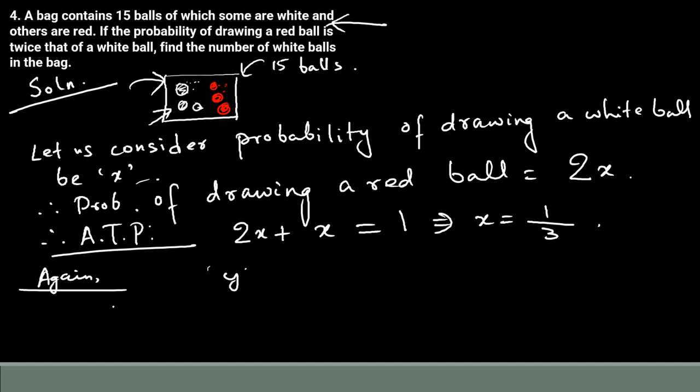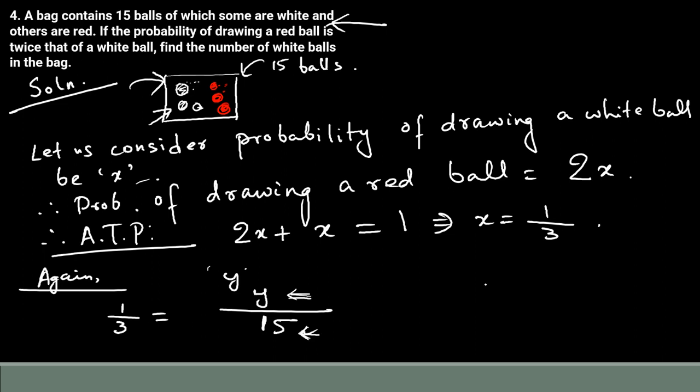So again, you can frame this equation: the probability of drawing a white ball equals 1 by 3, which equals favorable number of outcomes, which is the total number of white balls in the bag, which you considered as y, divided by total number of outcomes. So the total number of balls in the bag were 15. The numerator is y, the number of white balls, and this is the total number of balls.